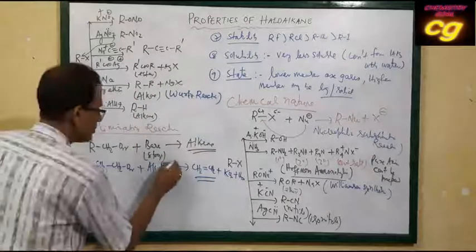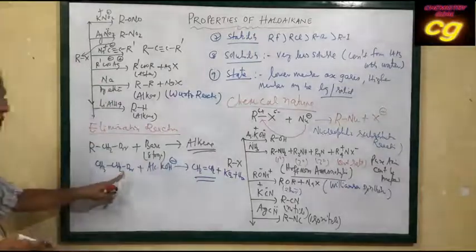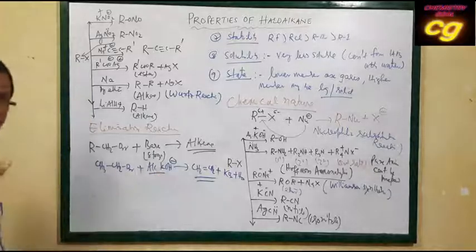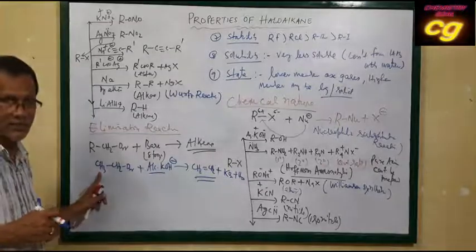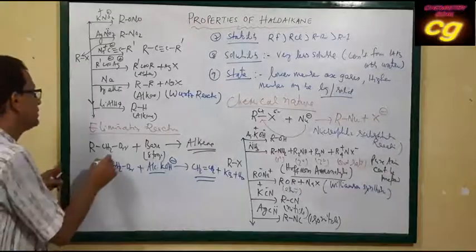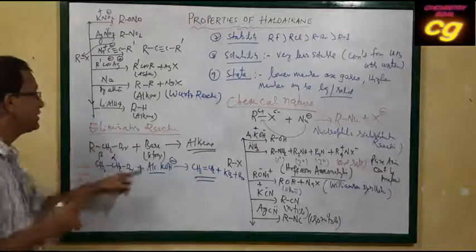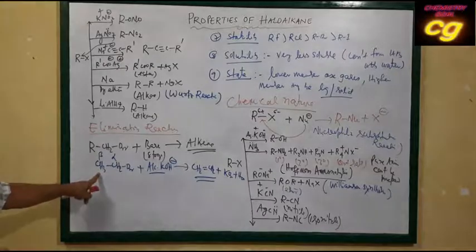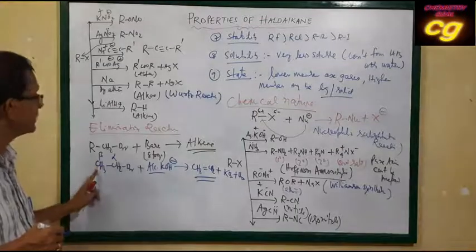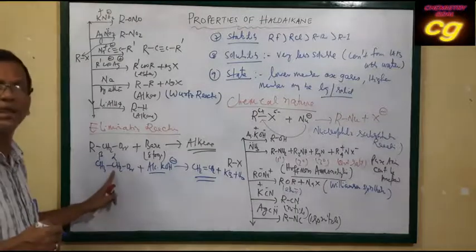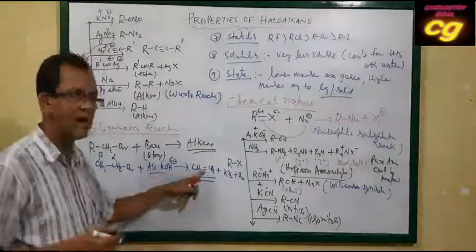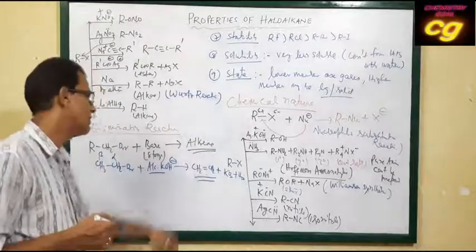Here the product is alkene. Here OH minus is not substituted. As the medium is alcoholic, OH minus acts as a proton abstractor. It takes a proton from the beta carbon. Here this is called alpha, this is beta. It takes a proton from the beta carbon, with loss of H from the beta carbon and bromine from the alpha carbon, forming an unsaturated compound, that is alkene.